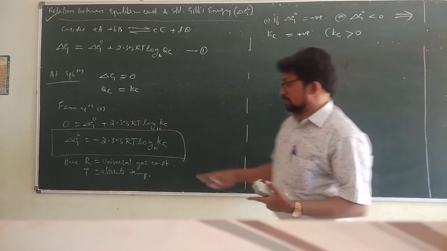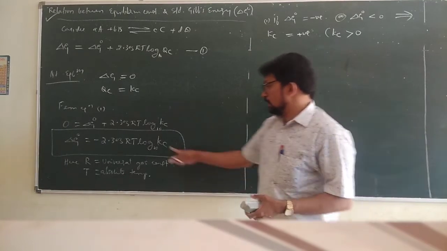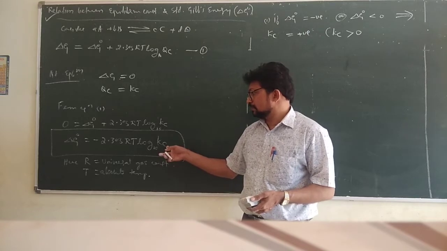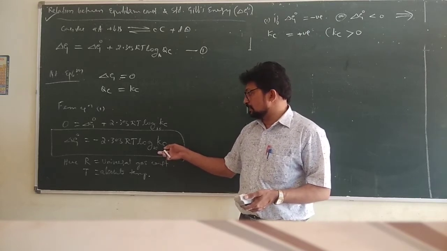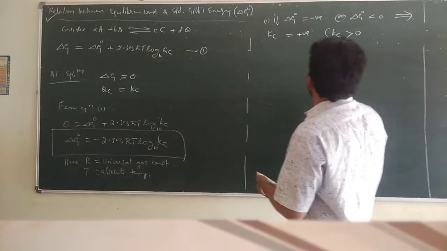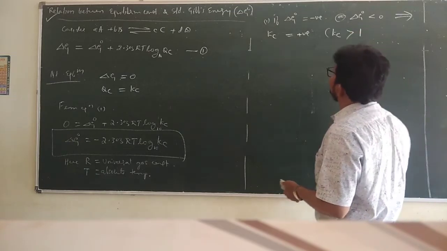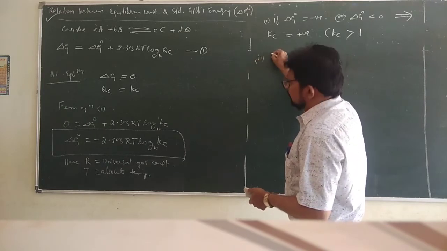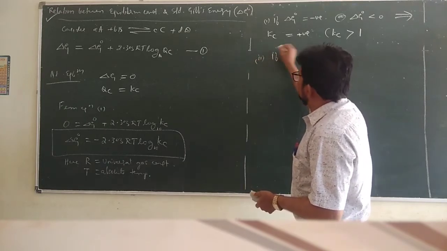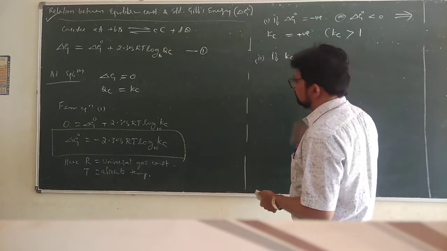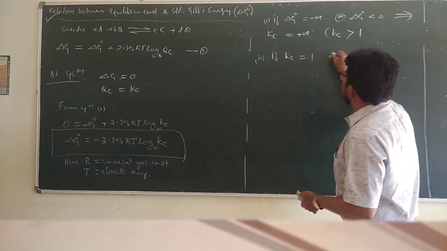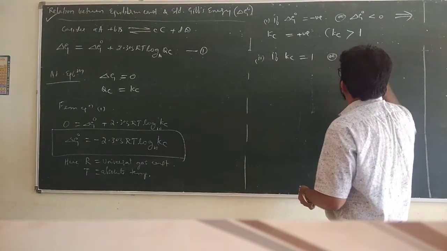Log Kc is positive. Now I will tell you, because log 1 is 0. So delta G naught will be 0, which implies Kc is 1. So Kc is greater than 1. If Kc has to be 1, then what does it mean? Log 1 is 0, so delta G naught is 0.